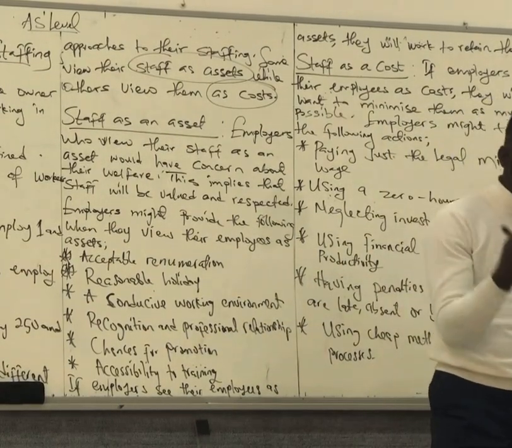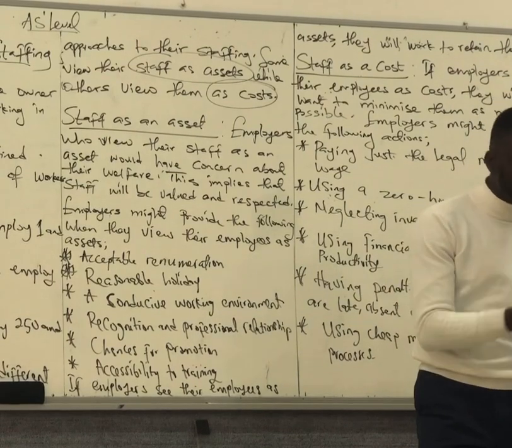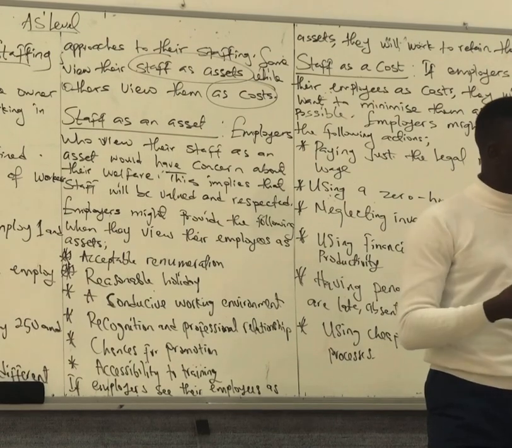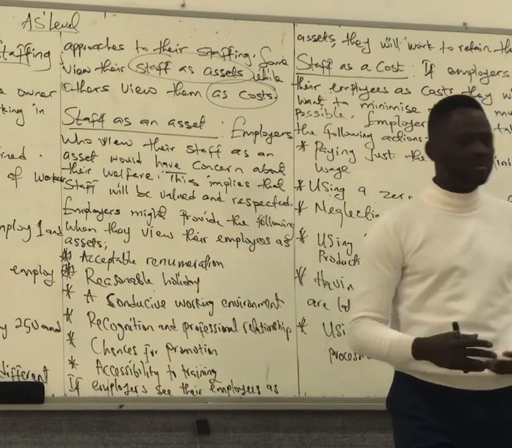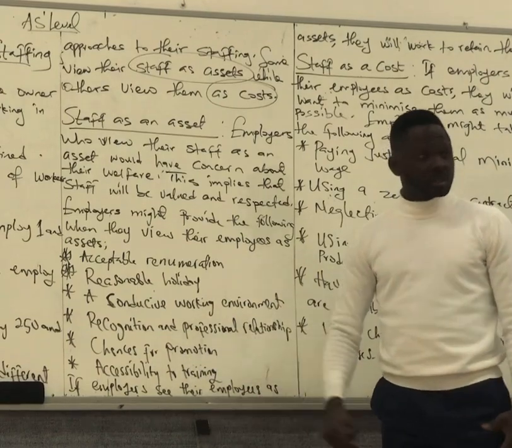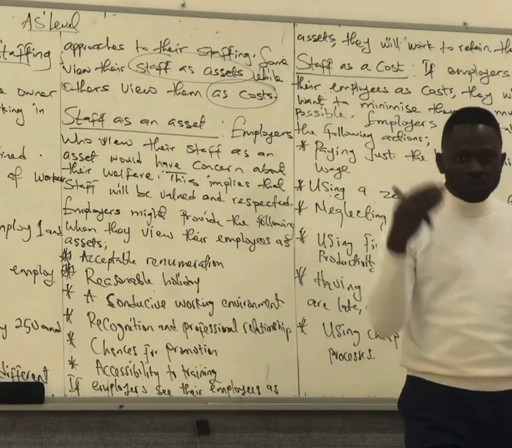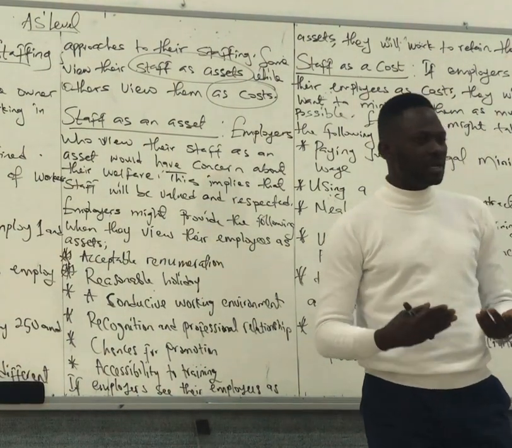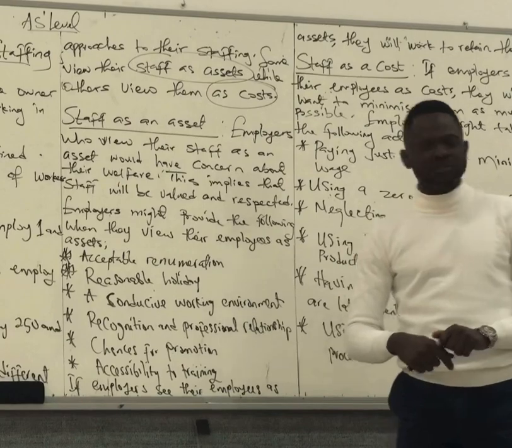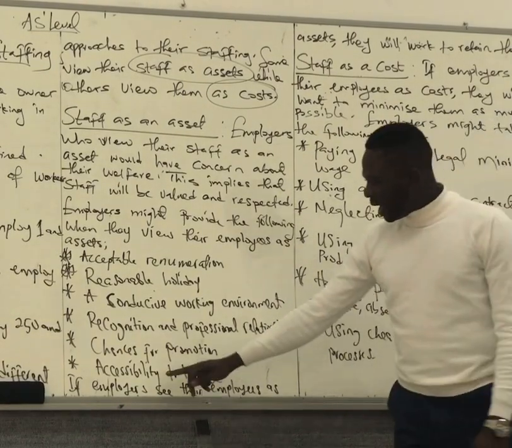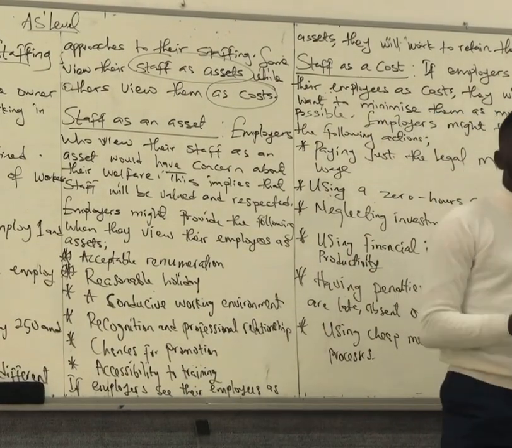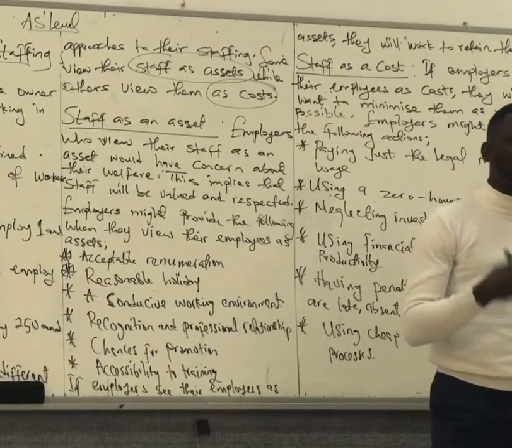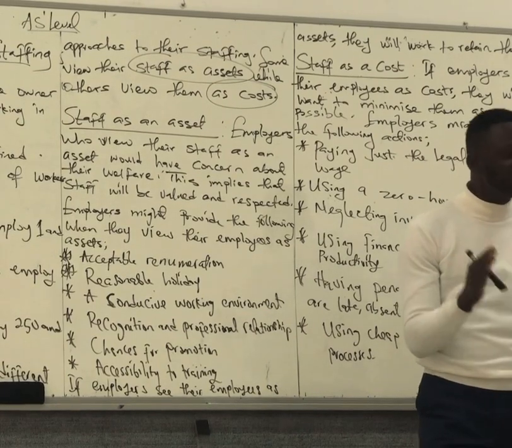When they do better, you recognize them, you applaud them, you promote them, you let them know that they've done well, you reward them. Chances for promotion: you let them be promoted, not stay in one position for the rest of their life. Elevate them, let them move ahead in their working position. Accessibility to training. Train your workers. If you see your workers as an asset, you want to train them to have more skills. These are approaches to staffing.